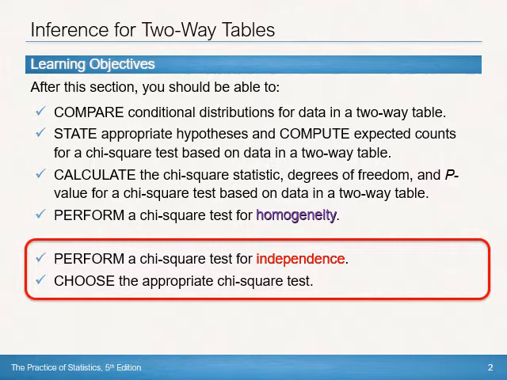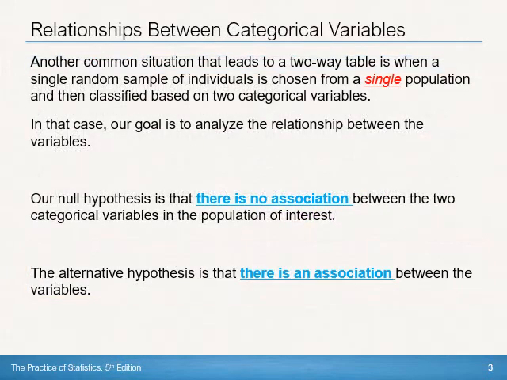The difference between these two tests really boils down to how we got the data. With this test, we will again be looking at the relationship between categorical variables. We will look at one population and take one sample from that one population, and then we'll break the data up based on two categorical variables. The null hypothesis, a lot like the test for homogeneity, but the way we say it here is that there is no association. The alternative will say something very similar, except that there is an association.